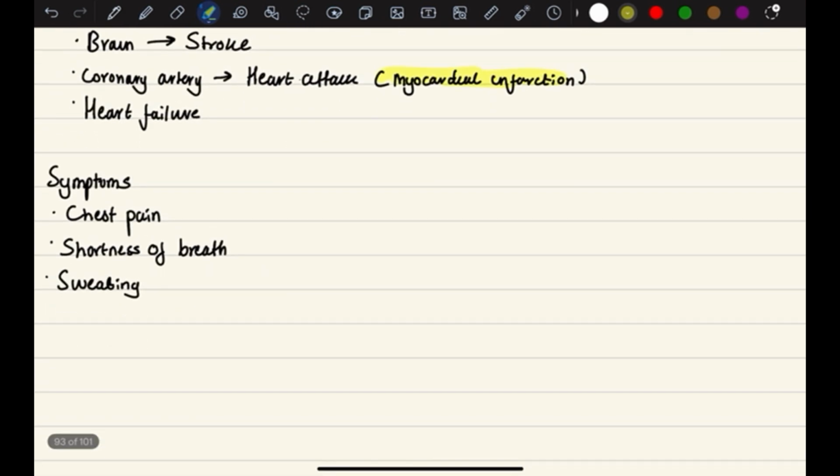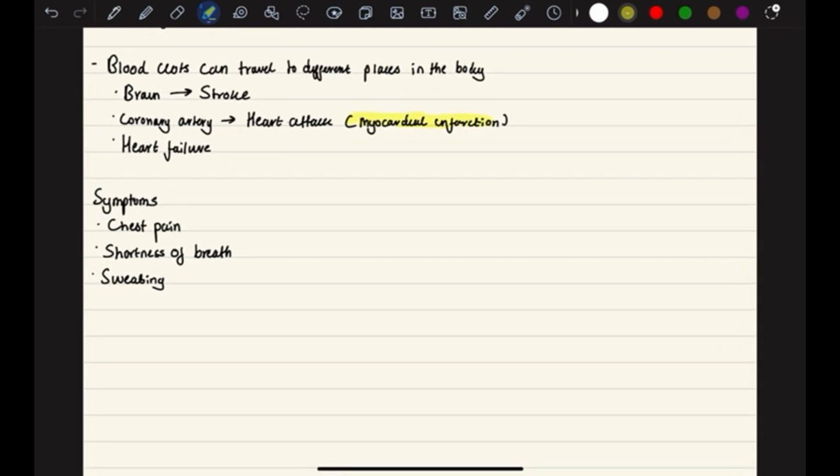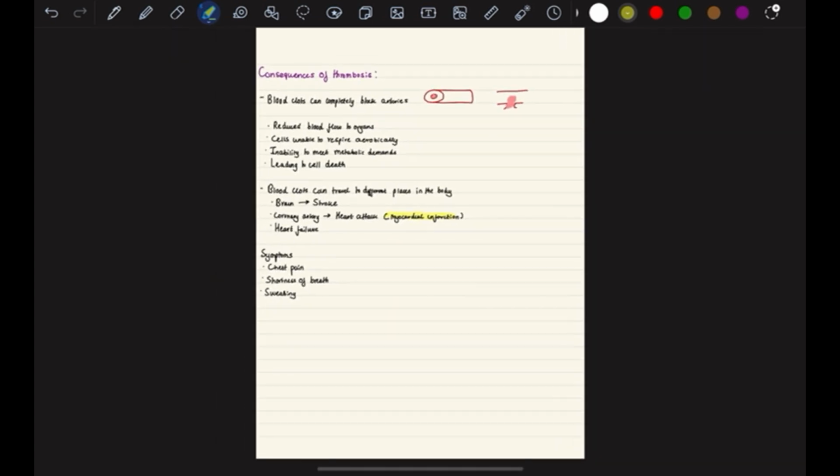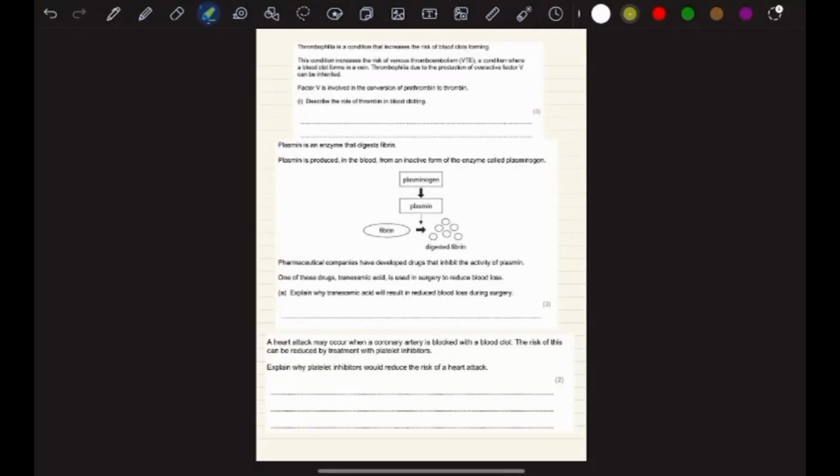Cool. And I just thought it's kind of good to know, maybe not too relevant for A-level, but your symptoms, for example, of cardiovascular disease, they tend to be chest pain, shortness of breath, and sweating. So I just remembered those are the big 3 symptoms about your consequences of cardiovascular disease. Okay, so you know what it is.